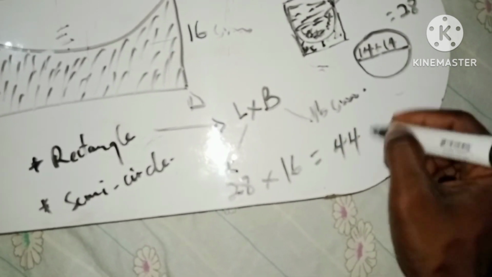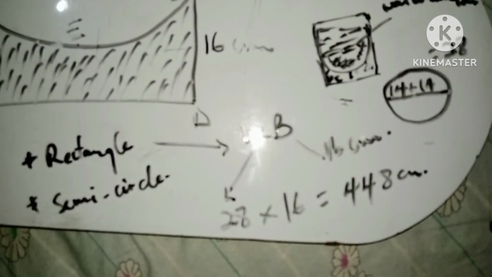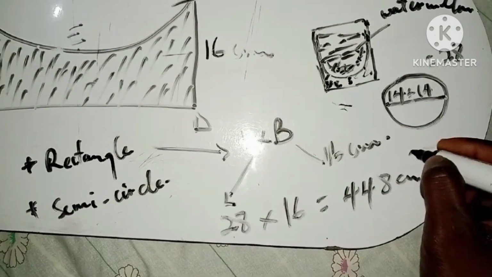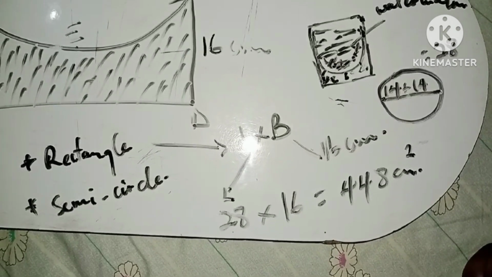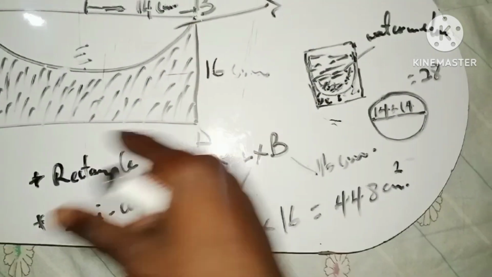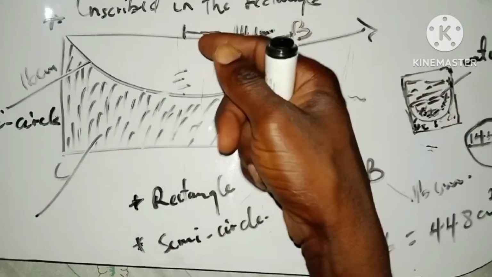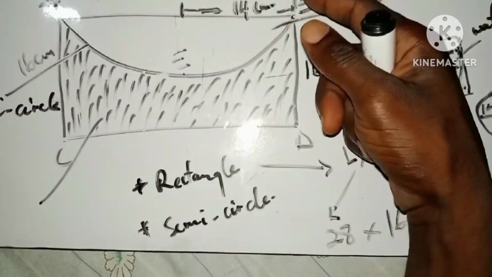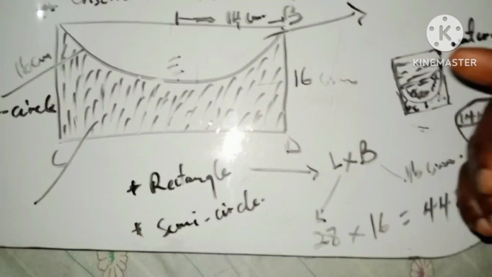I think 448, right? So you check that for me. So 448 square centimeters. So this is exactly the area of the whole rectangle, right? So second, we need to find the area of something that we are putting inside here, so that we can subtract this one from the bigger one for us to have the remaining portion.